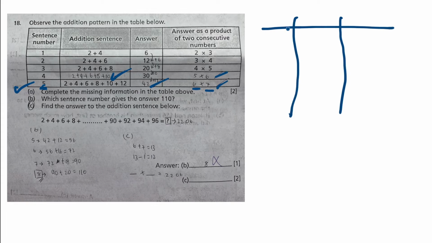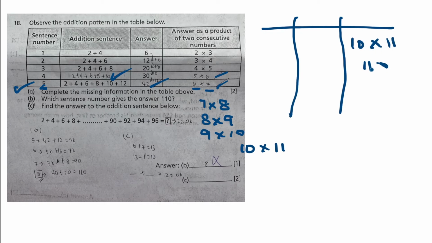So what can give you an answer? Because here is 2, 3, 4, 5, 6. Then 7 times what? 7 times 8. Do you want 110? No. 8 times 9? No. 9 times 10? No. 10 times 11? Yes, 10 times 11 can give me 110. Okay. But which sentence is it? Sentence number what?